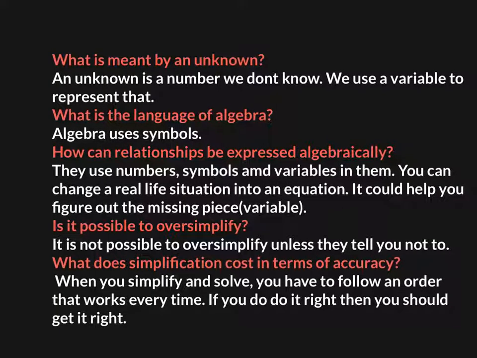What is meant by an unknown number? An unknown number is a number we don't know. We use a variable to represent that. What is the language of algebra? Algebra uses symbols. How can relationships be expressed algebraically? They use numbers, symbols, and variables. You can change a real-life situation into an equation. It can help you figure out the missing piece, the variable.